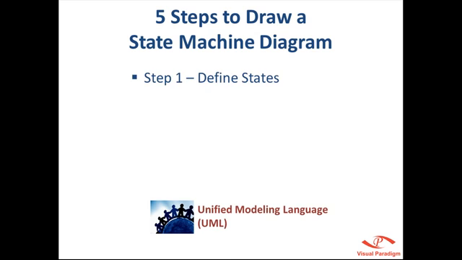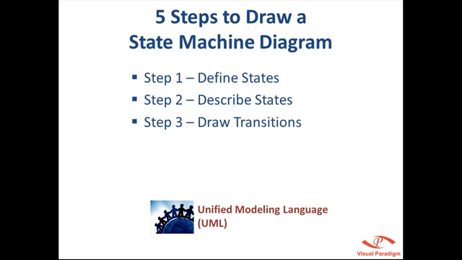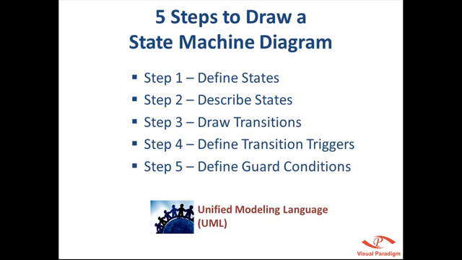Step 1. Define states or conditions an object might be in. Step 2. Tell others a little more about the states. Step 3. Define transitions from one state to another. Step 4. Define events that trigger transitions. And Step 5. Define constraints on transitions.